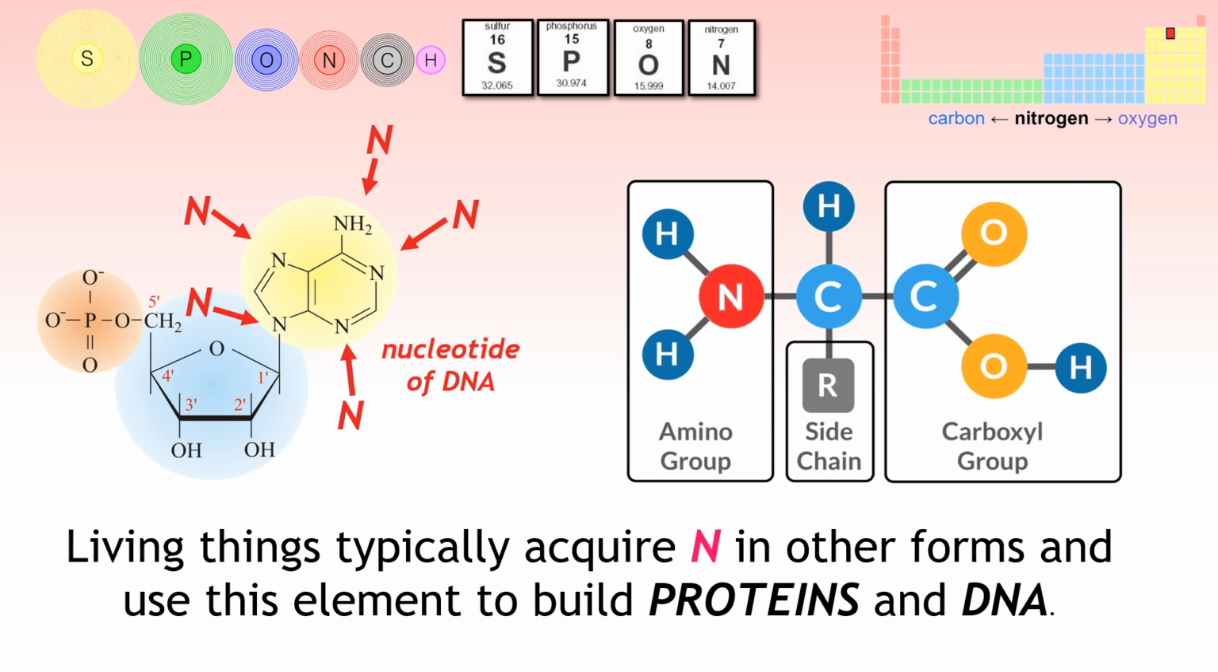And this is an amino acid. This is a sketch of the building blocks of protein. You've got to have a nitrogen for every amino acid. Every amino acid has this little amino group, and it needs 1 atom of nitrogen. So we need it to build DNA, and we need nitrogen to build proteins.